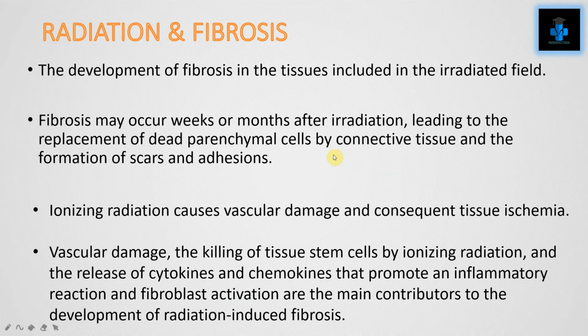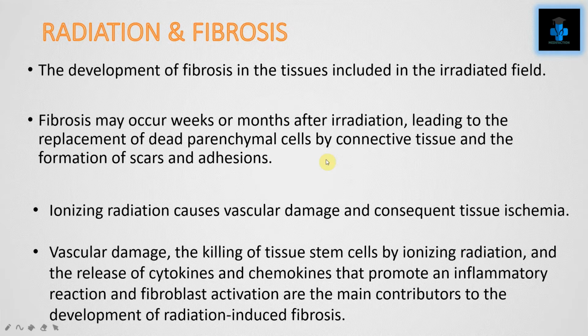Radiation and fibrosis. The development of fibrosis in the tissues included in the irradiated field. Fibrosis may occur weeks or months after irradiation, leading to the replacement of dead parenchymal cells by connective tissue and the formation of scars and adhesions. Ionizing radiation causes vascular damage and consequent tissue ischemia.